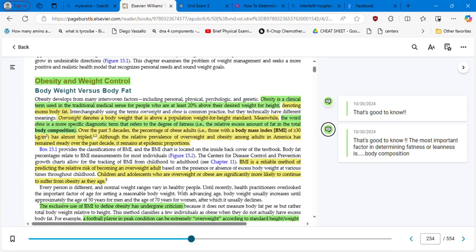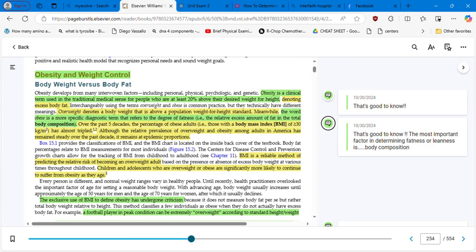So, let's talk right now about obesity and weight control. Body weight versus body fat. Obesity is a clinical term used in a traditional medical sense for people who are at least 20% above their desired weight for height, denoting excess body fat.